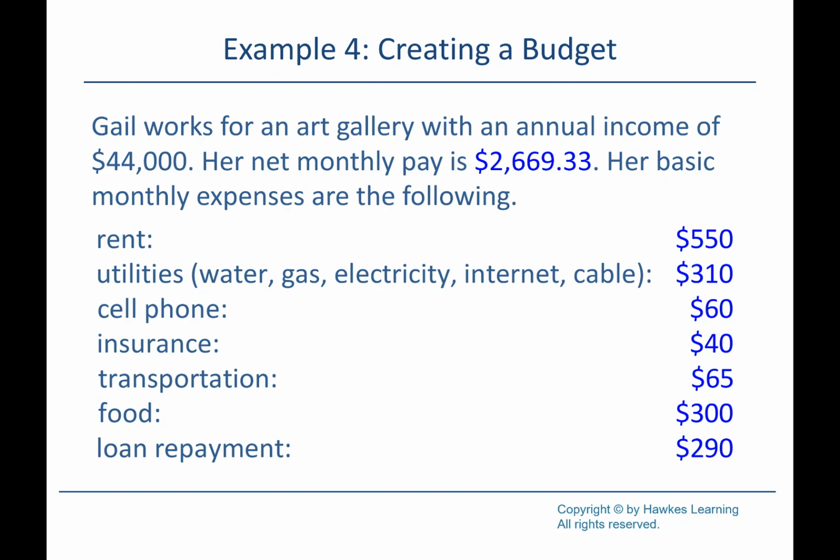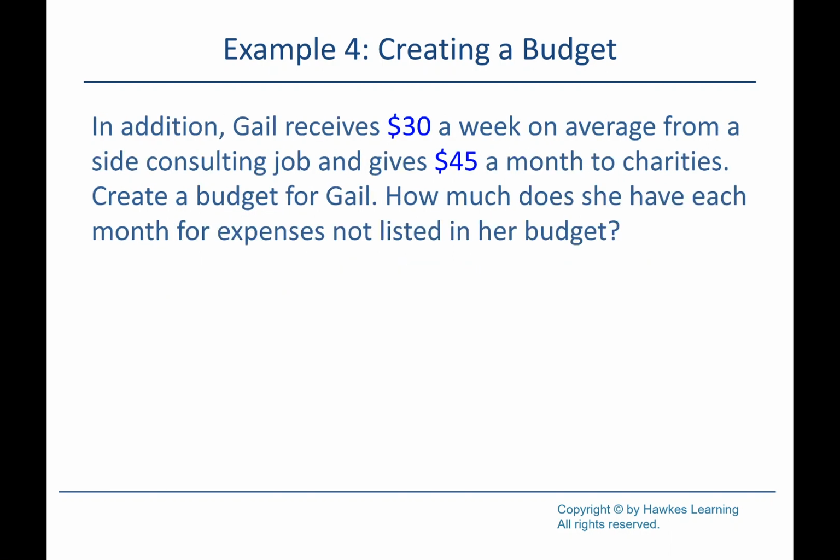So we got $550 for rent, $310 for utilities, $60 for cell phone, $40 for some type of insurance, $65 for transportation, $300 for food, $290 for loan repayment. And what else do we need to put on the monthly expenses list? We also need the $45. You might not call it a bill, but it's still an expense. She's giving to charity there, so put the 45 on there as well.